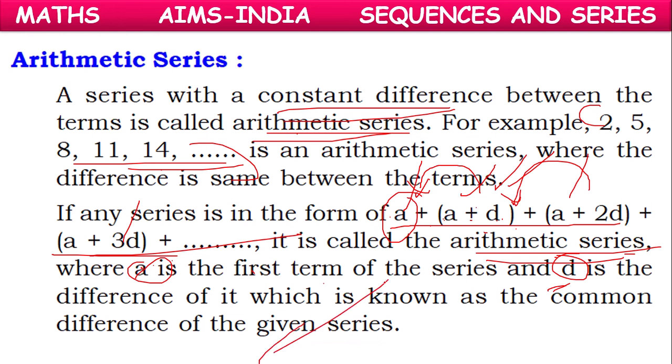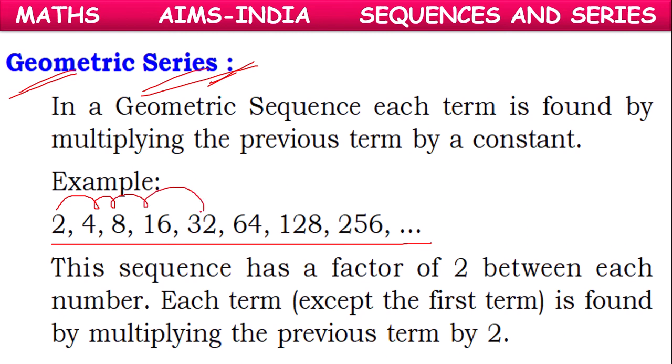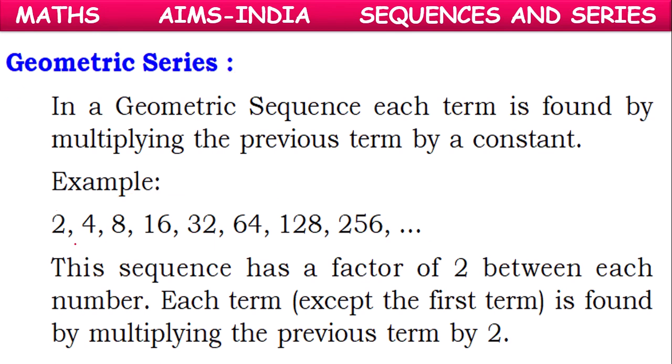So this is about arithmetic series, children. Next we have geometric series. Suppose you see this sequence: 2, 4, 8, 16, 32, 64. 2 plus 2 is 4, 4 plus 2 is 6, not 8. So there is no common difference between the terms.